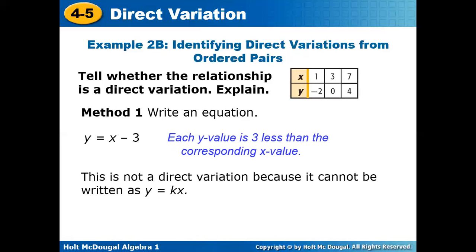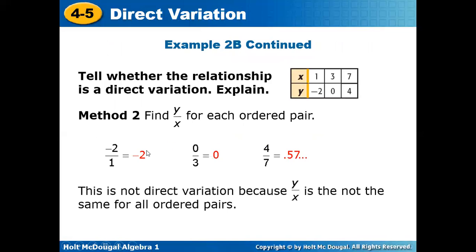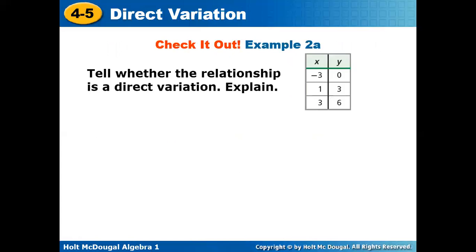The second way, if you divide y over x for each ordered pair, you will find that -2 divided by 1 is equal to -2. 0 divided by 3 is 0. 4 divided by 7 is a decimal, 0.57, and so on. Because the answer of y over x, or the quotient of y over x, is not the same, this is not direct variation.